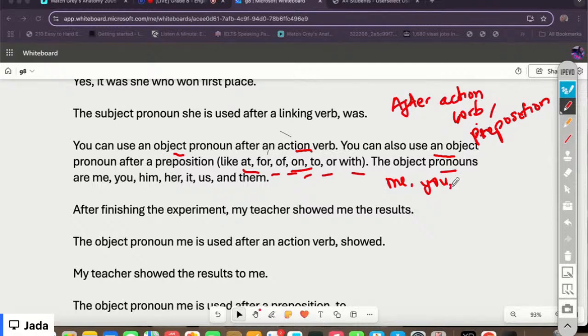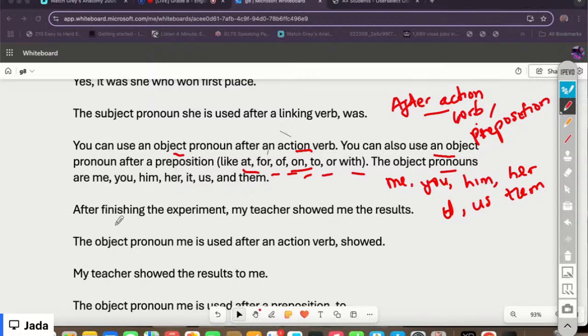you, him, her, it, us, them. Now the difference between the object pronoun and the subject pronoun is that the subject pronoun usually starts the sentence, but the object pronoun does not. Usually it's in between, right in the middle. It's not at the beginning. It usually comes after an action verb or even prepositions.